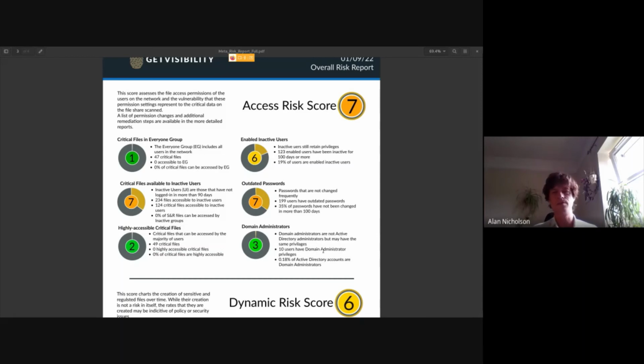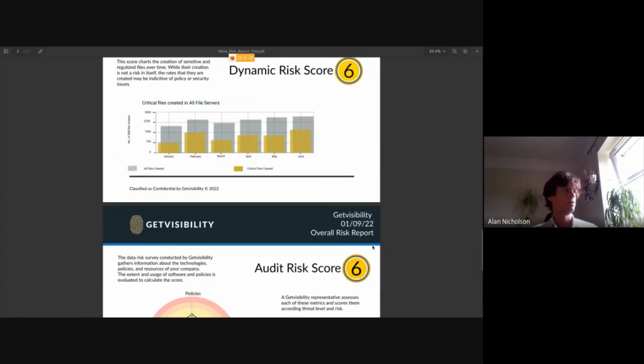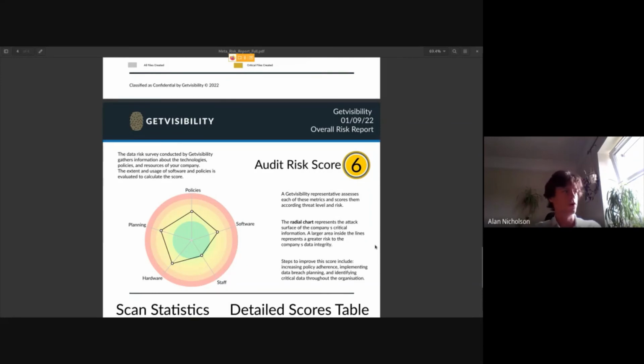Domain administrators, there are users that have been given domain administrator level access, and quite often this is done almost accidentally. It can be done automatically in some ways. So identifying those is very important for users. Again, this will be creation over time in the whole share, and this is our audit risk score.